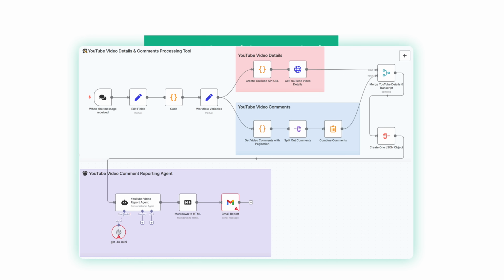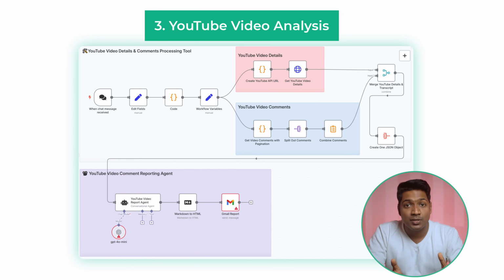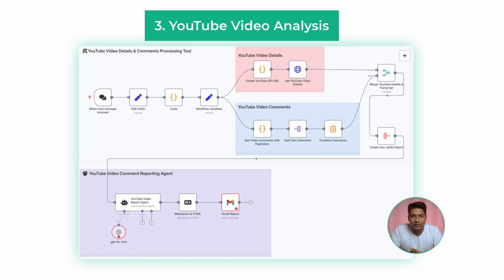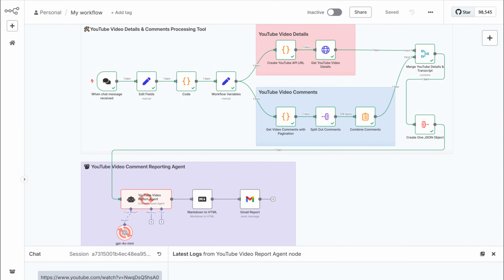Next, let's set up the third workflow for our YouTube video analysis. And this is one of the most exciting automations which can give you a complete analysis for any specific video by analyzing its comments. So let's see how it works. All you have to do is just enter the URL of a video that you want to analyze.